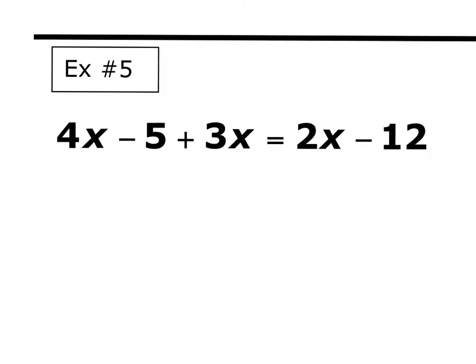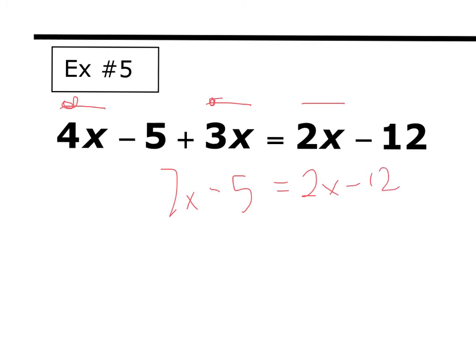Okay, so on this one, you happen to have variables on both sides, but you also need to combine like terms, and that's always our step that we need to take. So we have variables here, here, and here. We need to combine them before we do anything. So if we have 4x's and we add 3x's, that will give you 7x. And tack on your -5, and that equals 2x minus 12.